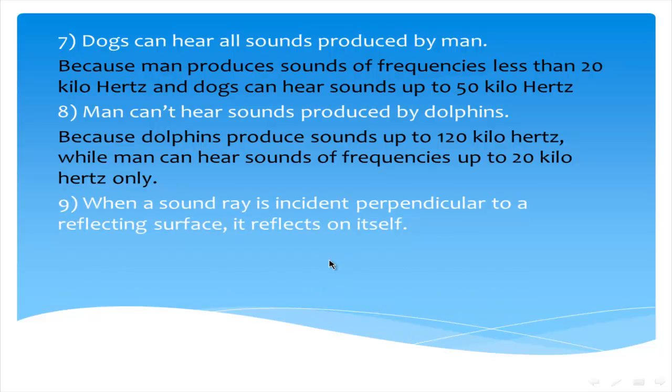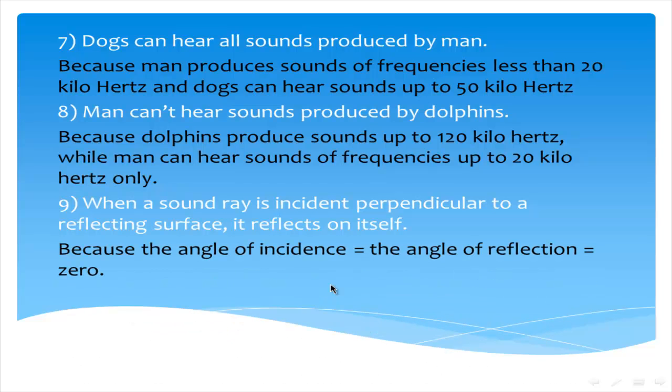Last question, number 9. When a sound ray is incident perpendicular to the reflecting surface, it reflects on itself. Why? Because the angle of incidence equals the angle of reflection, equal to 0.